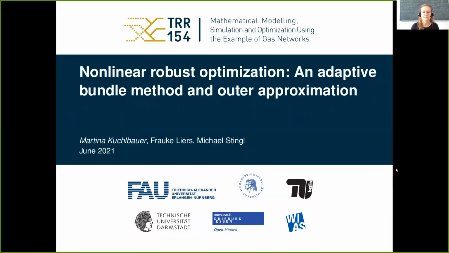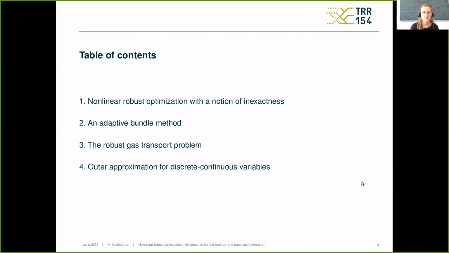I'll talk about an adaptive bundle method and an auto-approximation method, and the content I present is based on joint work with Frauke Liers and Michael Stingl. We'll take first a look at the setting of nonlinear robust optimization with the notion of inexactness. I'll present an adaptive bundle method for the setting, and we'll see how to apply it to the robust gas transport problem, even with discrete continuous decisions using an auto-approximation method.